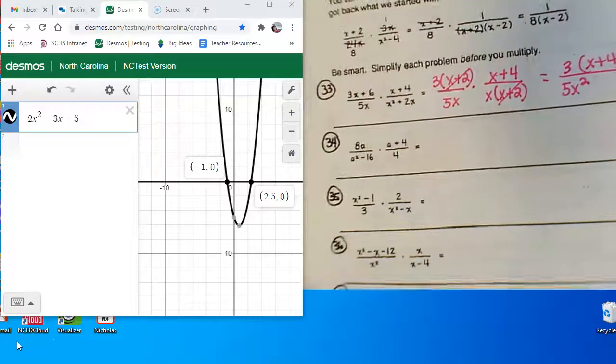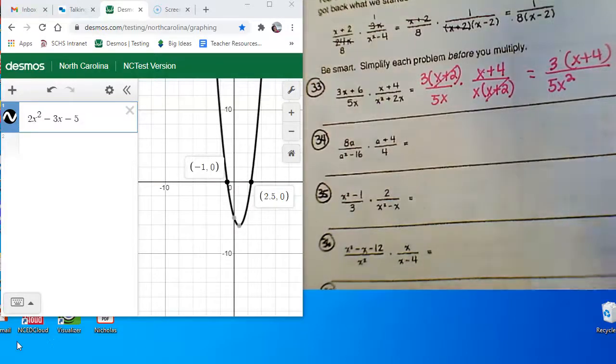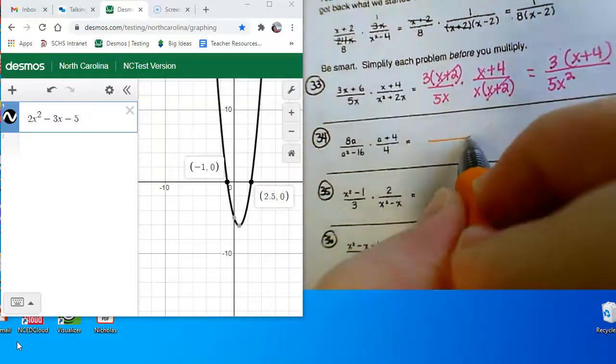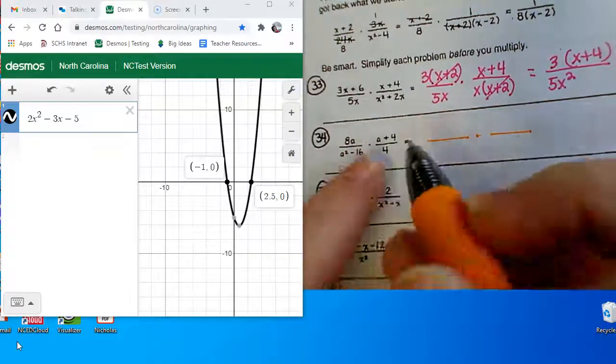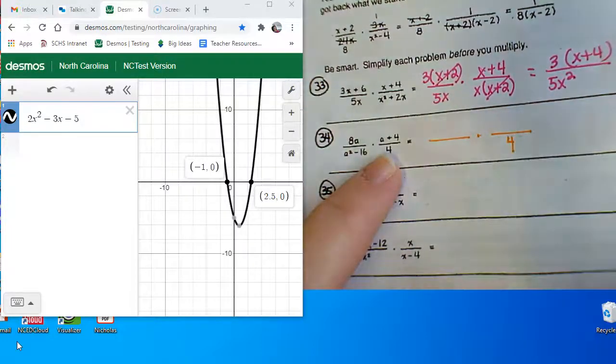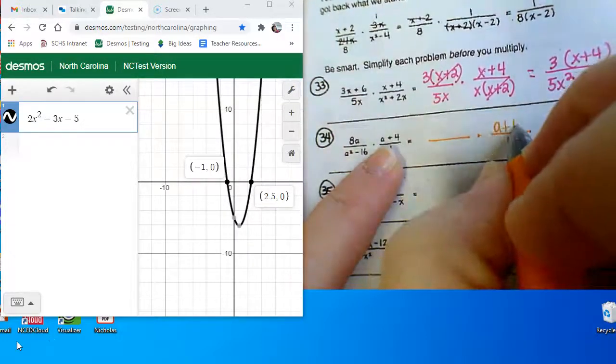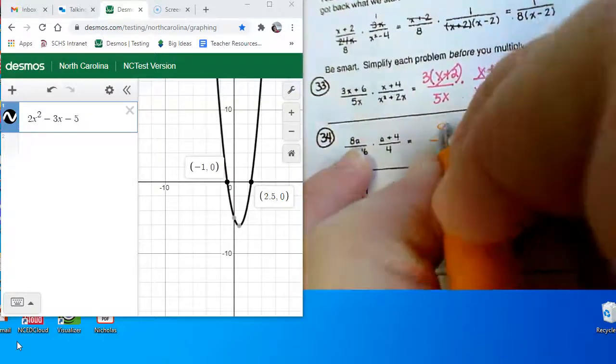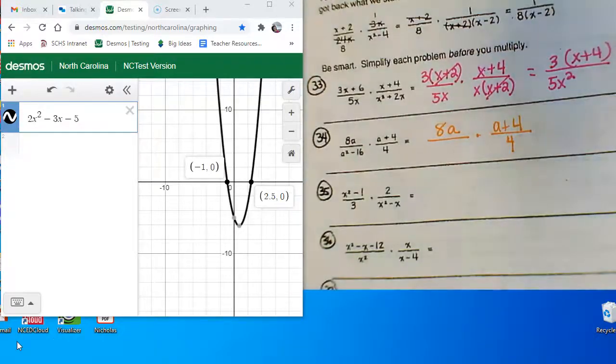Okay, let's look at the next one. So, I know I'm going to have to look at all 4 parts. This 4 will stay. That a plus 4 will stay. And that 8a will stay, because none of those are anything that can be factored. There's not a greatest common factor and nothing to graph. But the a squared minus 16, we can graph.